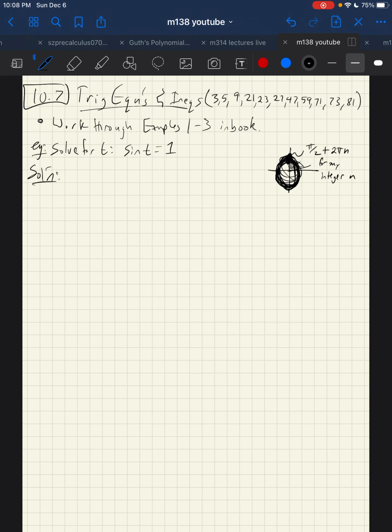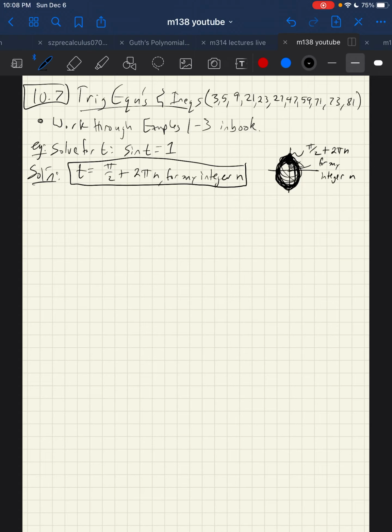So that's our answer. t equals pi over 2. That's the main part of our angle, and then plus any number of times around the circle, plus 2 pi n for any integer n. Remember, an integer is a number like 1, 2, 3, 4, 5, or 0, or the negative 1, 2, 3, 4, 5s, right? So this doesn't just mean any possible number. It's not pi over 2 plus 2 pi times like 0.71 or something like that. So n has to be an integer. All right, so that's one kind of problem.